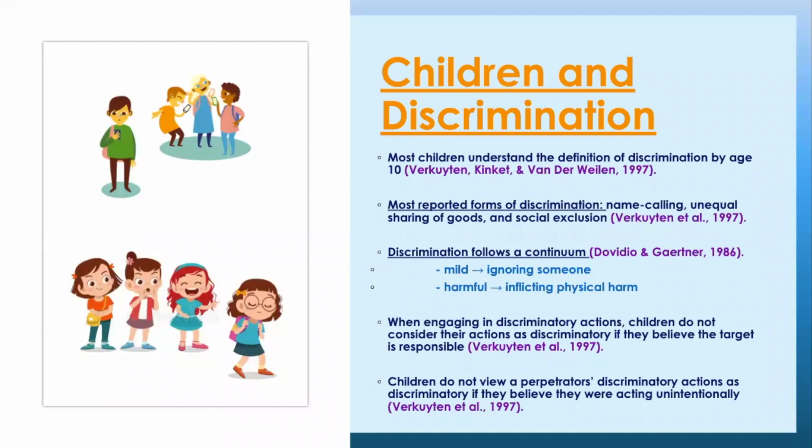Children and discrimination. Most children understand the definition of discrimination by age 10. The most reported forms of discrimination among youth are name-calling, unequal sharing of goods, and social exclusion. Discriminatory actions follow a continuum and can range from mild, for example, ignoring someone, to harmful, for example, inflicting physical harm. It was found that when engaging in discriminatory actions, children do not consider their actions as discriminatory if they believe that the target is responsible. Also, children do not view a perpetrator's discriminatory actions as discriminatory if they believe that they were acting unintentionally.